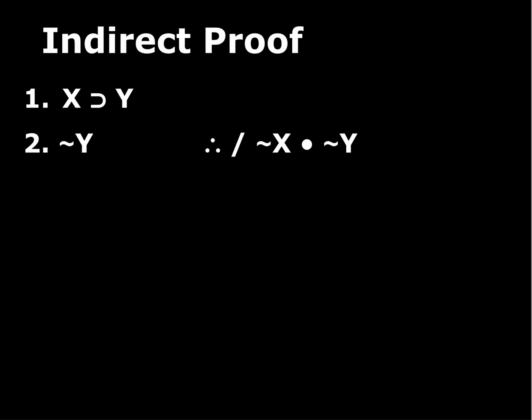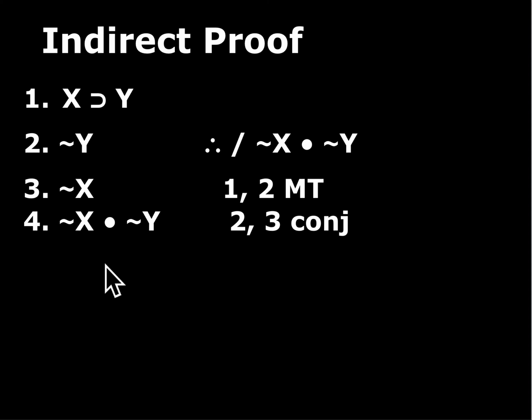Notice, by the way, that this proof would be easy to do without any subproofs, right? If you could just look at this and see, oh, I'm trying to get not x and not y. You've already got not y, so you've got one of the two conjuncts already, and you can get not x by modus tollens. So I get modus tollens on 1 and 2 to get not x. Then I just conjoin 2 and 3, and boom, you're done.